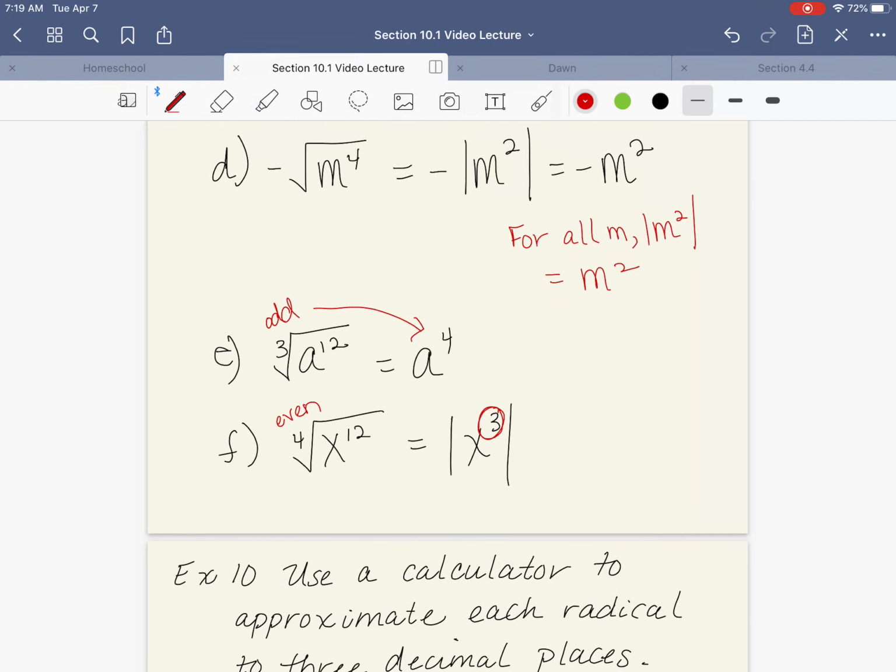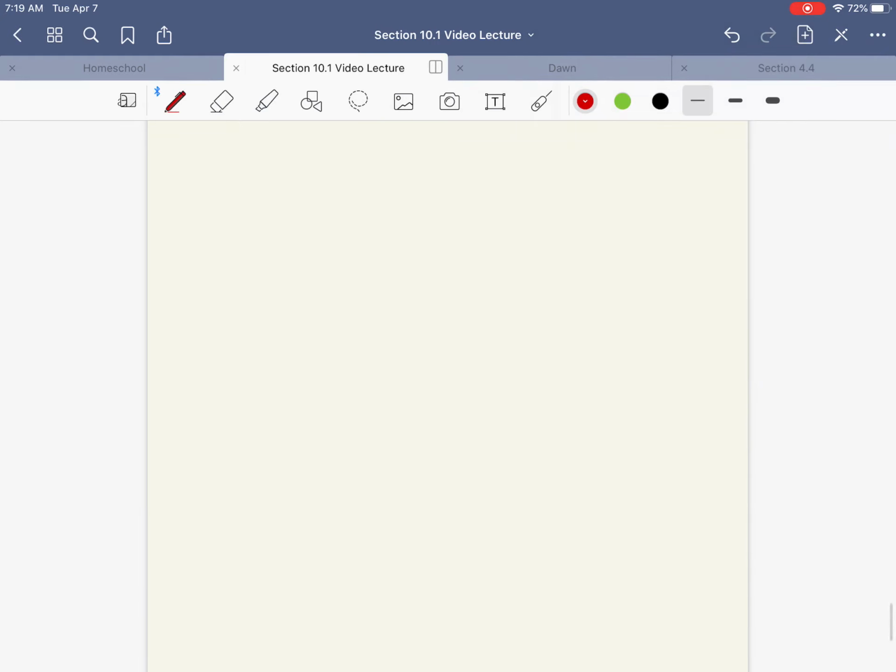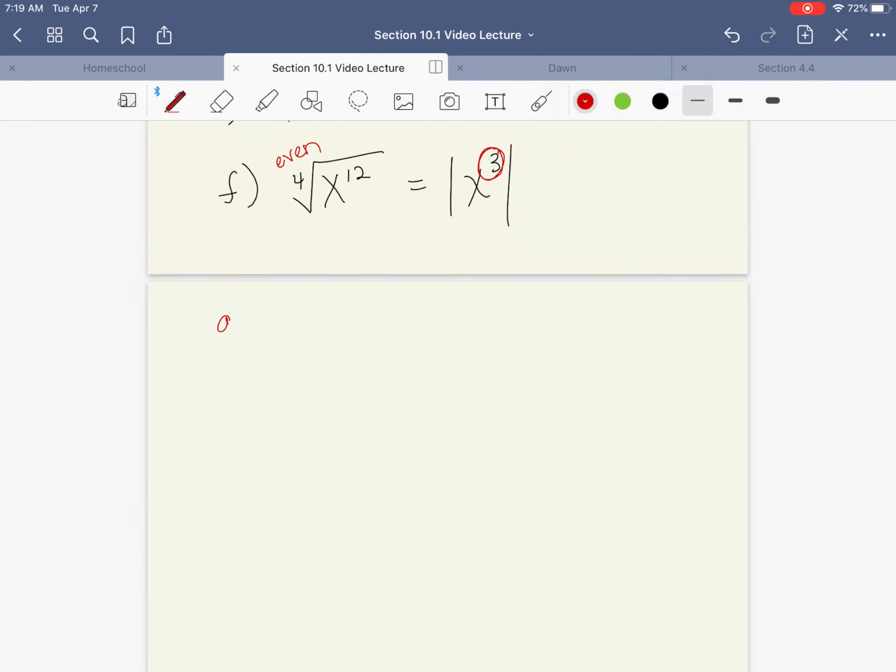Let's do another one. The 4th root of x to the 16th. So here my index is even, so I would put the absolute value symbol, and it would be the absolute value of x to the 4th. But because this exponent is even, I can drop those absolute value symbols, and it would be x to the 4th.